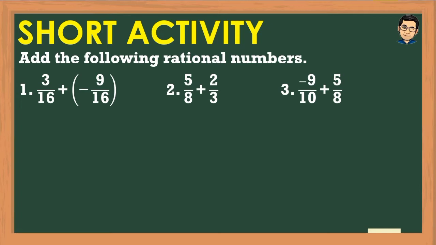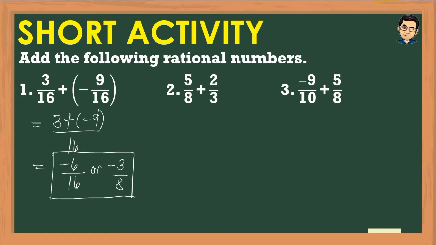For similar fractions, we'll just add the numerators and put the sum over the denominator. That is 3 plus negative 9 all over 16. So 3 plus negative 9 is negative 6 all over 16. Then we simplify negative 6 over 16. The GCF, or greatest common factor, is 2. So the answer is negative 3 over 8.